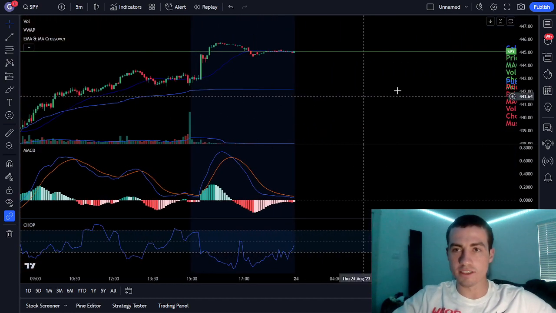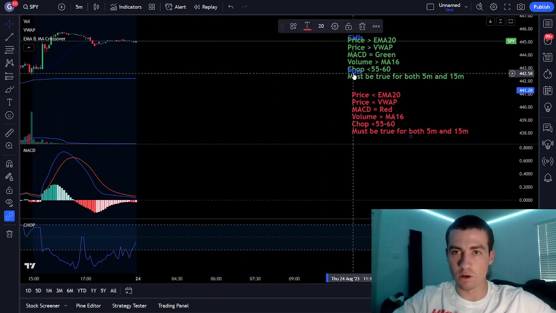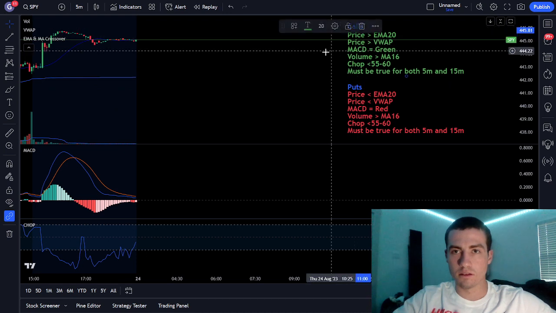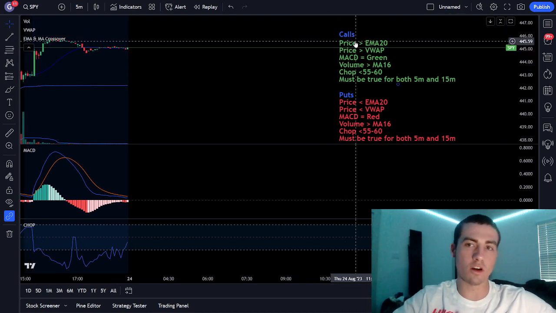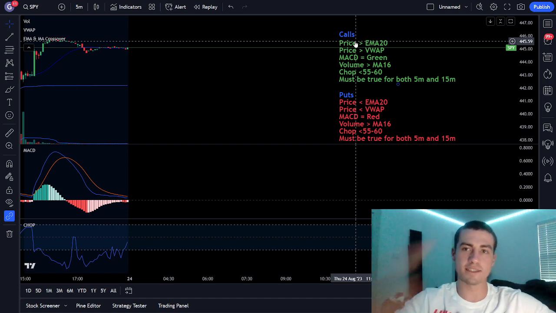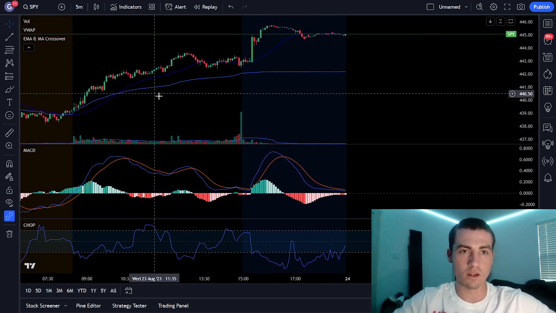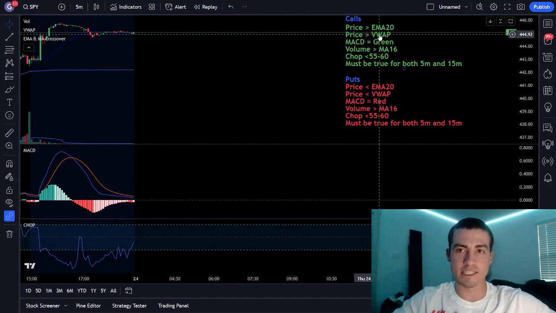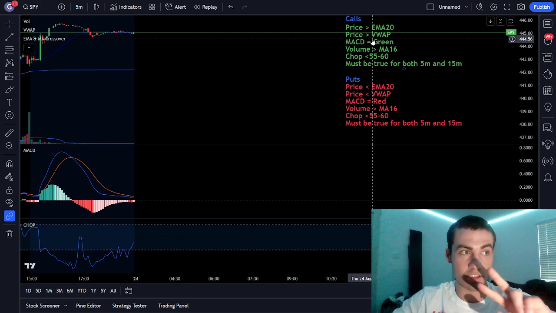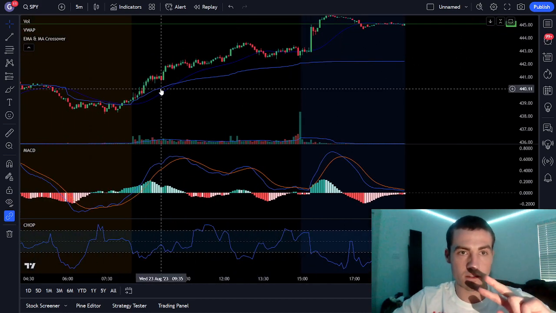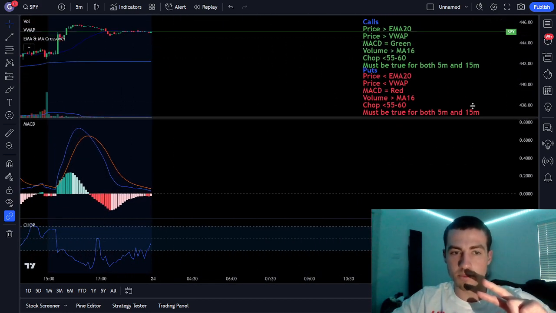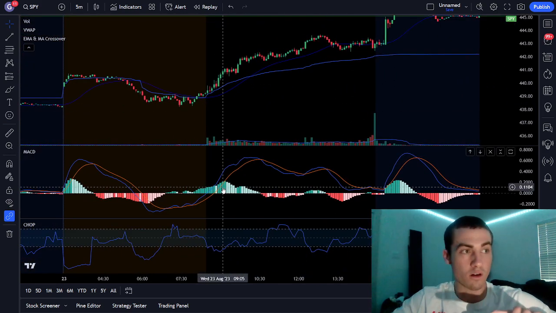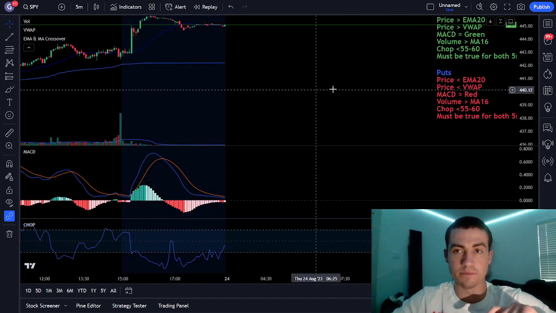So I actually wrote all these out for you guys. So let's just recap. Calls, if you want to enter in a call, first criteria, price has to be above the EMA 20, which is this line right here. So it has to be above this line. Price has to be above the VWAP next. Okay, so above the VWAP. MACD must be green. MACD must be green for calls. You do not ever want to enter if it's red.